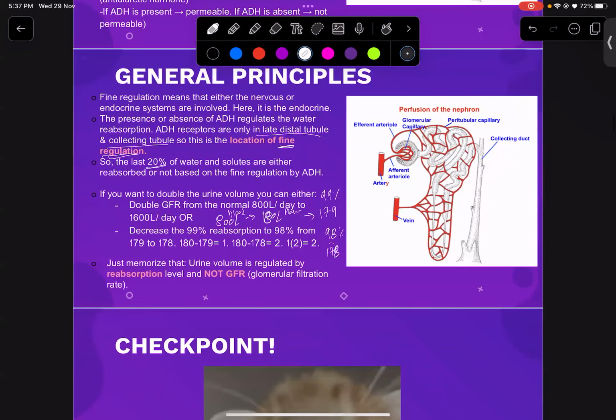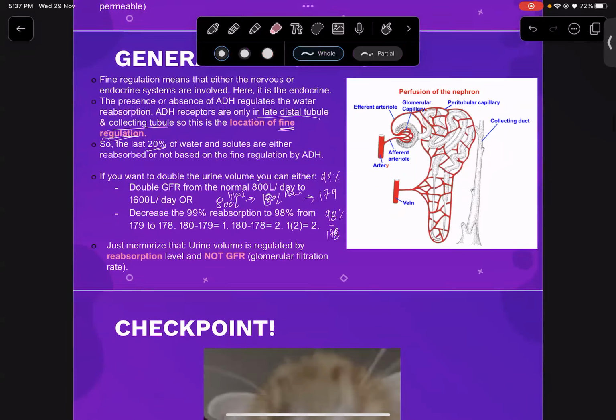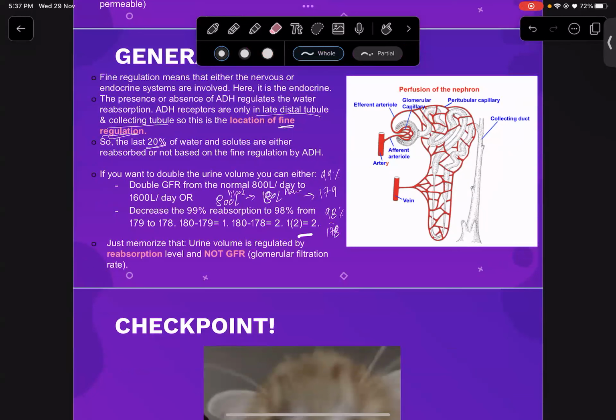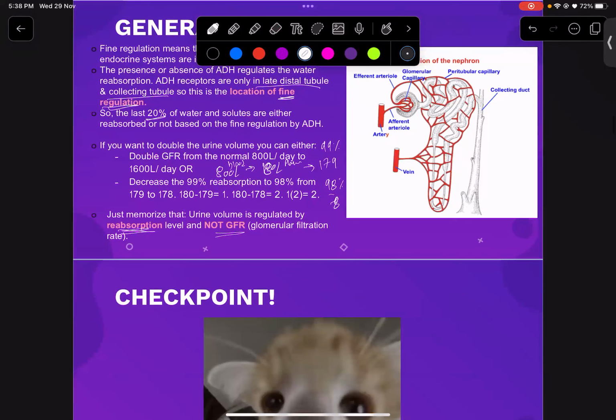So simply what I need you guys to remember, this might be all a little confusing, but all you need to remember is that the urine volume is regulated by the reabsorption and never the GFR, because it's much more convenient for the kidney to just decrease the reabsorption from 99 to 98 instead of doubling the GFR from 800 to 1,600 liters per day. Is that clear, the last part where you regulate the urine volume by reabsorption and not GFR?